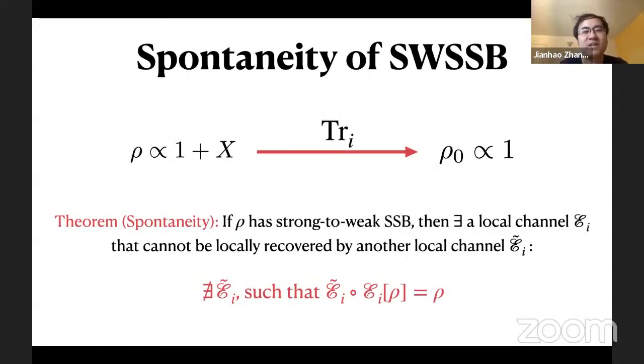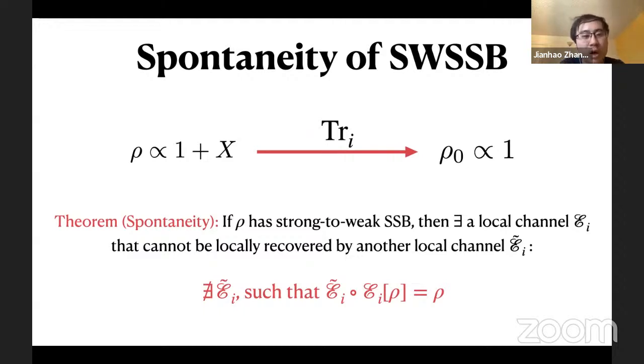And for the mixed state, let's say the 1 plus X again, the spontaneity property is similar in the sense that even in the thermodynamic limit, let's consider 1 plus X. Let's trace out only one site, let's say i. The final state is literally the maximally mixed state without a fixed charge sector, aka just the identity. So this operation emphasizes that the symmetric property of the strong-to-weak SSB is still so fragile that a local perturbation can lead to a global change of the whole system. And you can easily understand that any global change can never be recovered by any local operations.